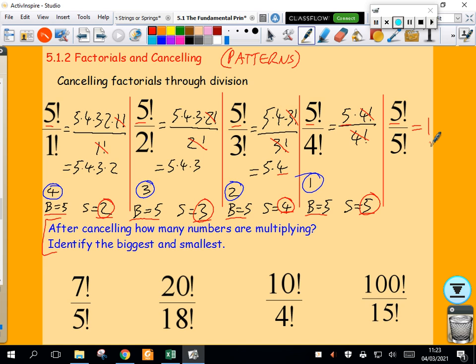So if I look at 7 factorial divided by 5 factorial, I know straight away there's going to be 2 numbers multiplying. The biggest will be 7, and the smallest will be 1 bigger than 5, which will be 6. 20 factorial divided by 18 factorial. I know that 20 minus 18 is 2. There's going to be 2 numbers multiplying. The biggest will be 20, and the smallest will be 1 bigger than 18, which is 19.